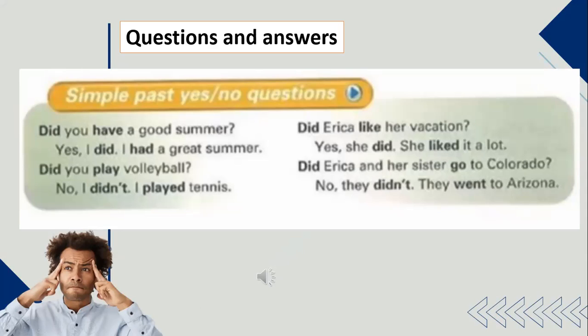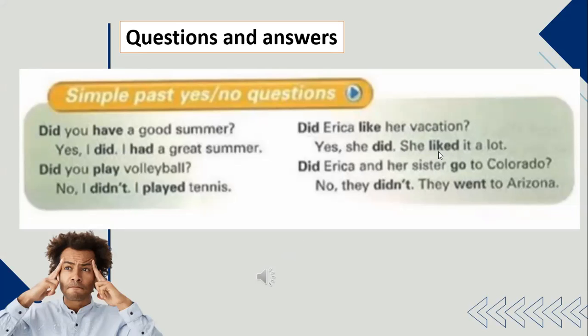Simple past, yes, no questions. Did you have a good summer? Yes, I did. I had a great summer. Did you play volleyball? No, I didn't. I played tennis. Did Erica like her vacation? Yes, she did. She liked it a lot. Did Erica and her sister go to Colorado? No, they didn't. They went to Arizona.